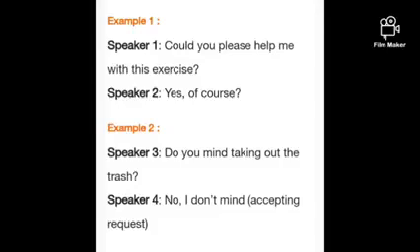Example number 1. Could you please help me with this exercise? Yes, of course. Do you mind taking out the trash? No, I don't mind. Accepting request.